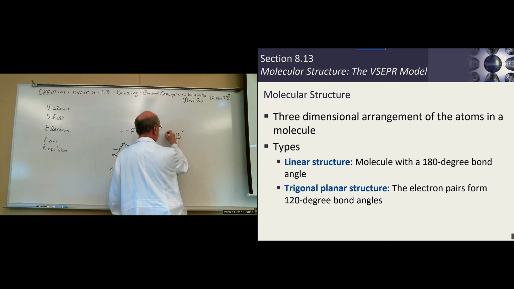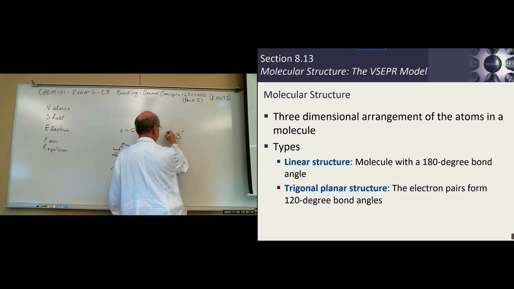Like that, boron trihydride. Right? That would be a trigonal planar. In other words, you can imagine an equilateral triangle being traced out by the atoms with the central atom in the middle of that triangle. So this would be a trigonal planar, and they're all in the same plane. Right? 1, 2, 3, like that.